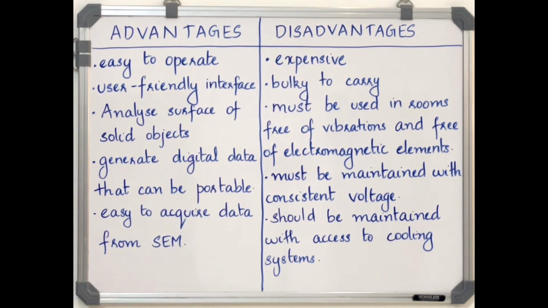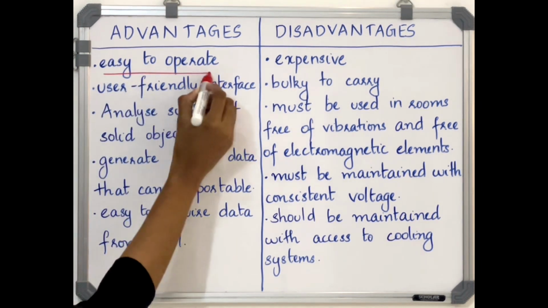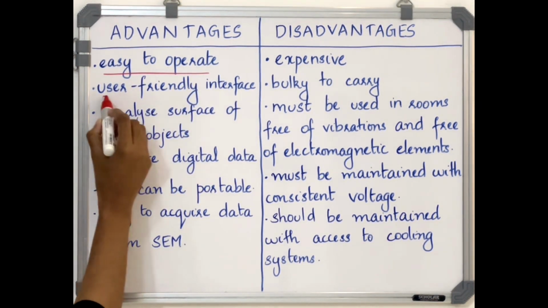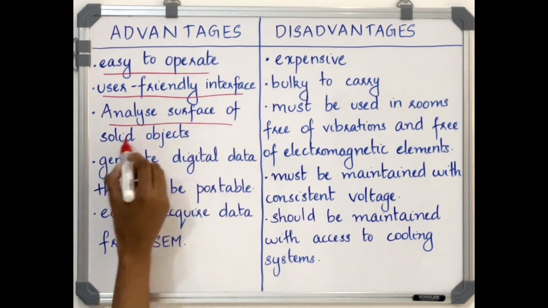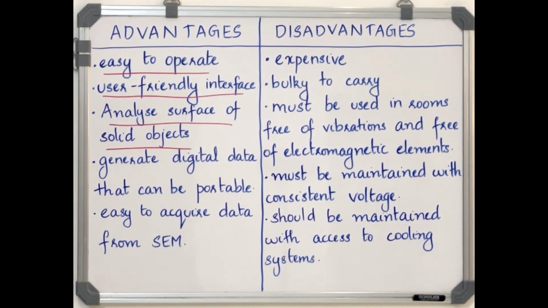Advantages and disadvantages of the scanning electron microscope. The advantage is that it is easy to operate and has a user-friendly interface. It also has a variety of industrial applications, that is, to analyze the surface of solid objects. Some of the modern scanning electron microscopes can generate digital data that can be portable. It is also very easy to acquire data from the scanning electron microscope. We can acquire the data within a short period of time, about 5 minutes.